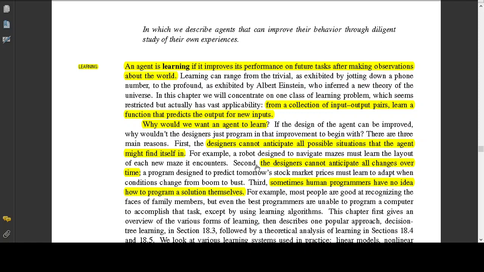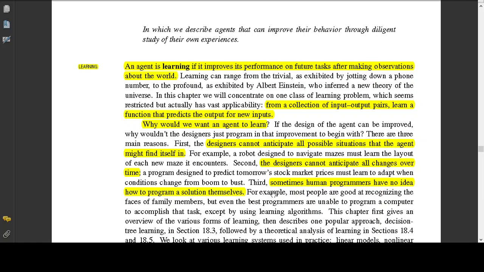Then the second thing is, the designers cannot anticipate all changes over time. The other condition is what will happen in the future, which the designers or the programmers cannot anticipate. Even if they anticipate, that may not be correct all the time. So that is the other thing. That means over time the system has to learn. That is the second thing. The designer cannot anticipate all changes over time.